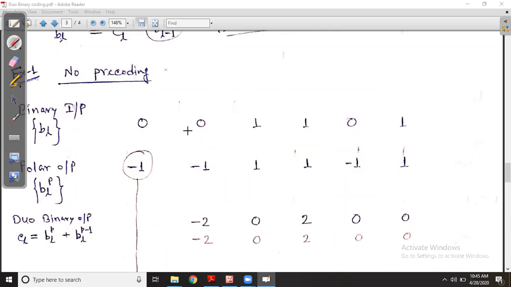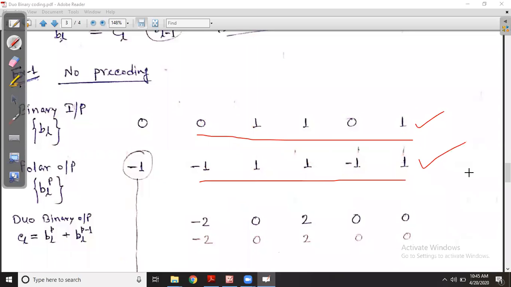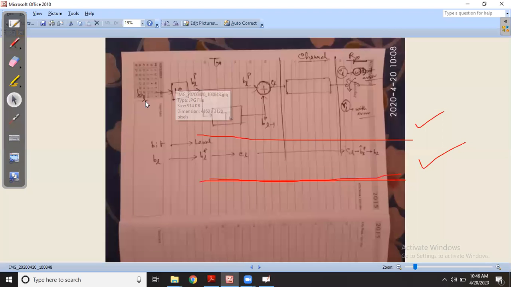So these are the bits. These are the voltage levels. When the bits are passing through some line coder, we are getting this at the output of the line coder. Now what is happening from the block? This is BL, this is BLP. So we have BL, line coder, BLP. Then what we should have? CL. CL is nothing but BL and this one.